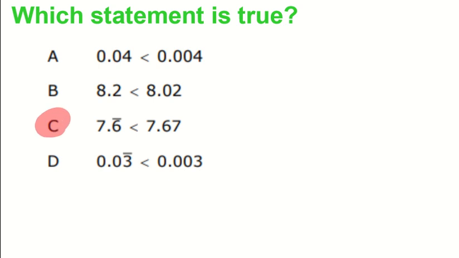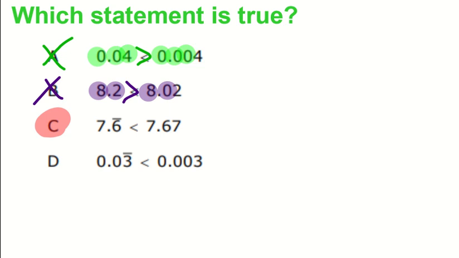So what we're looking for is place values as we move from left to right. So if I go on A, they both start off with 0. Next one, 0. Next digit, we got 4. Our little inequality sign shouldn't be going that way, it should be going the other way. So A is out. For B, 8, 8, 2, 0. So again, should be going the other way. So that makes B out.